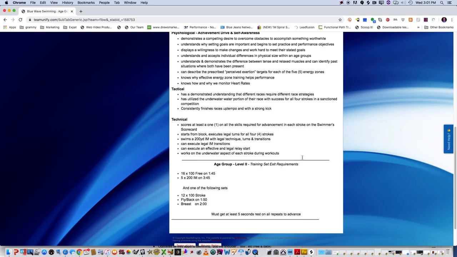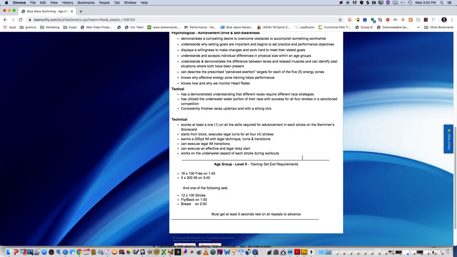From a technical aspect, they should score at least one on all the skills required for advancement in each stroke on the swimmer's scorecard. They start from a block, they execute a legal turn for all four strokes. They can swim a 200 IM with legal technique, turns, and transitions. They can execute those transitions effectively in practice and at the meets. They can also execute an effective and legal relay start.